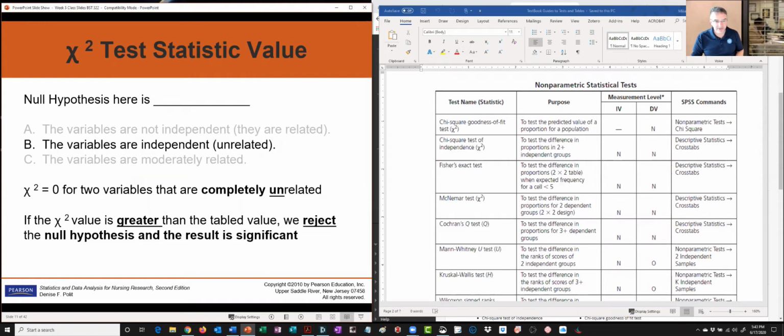So if they're independent or unrelated completely, the chi-square value, the test statistic we're going to compute, and we're going to do a little bit of math tonight, but we're going to make the computer do most of it, should be 0 for two categorical variables that are completely unrelated. And if the chi-squared value is greater than the tabled value, we reject the null hypothesis and the result is significant. So similar to the t-test where we compared something to a population value, the one sample, we're going to see how far away our chi-square gets from 0 as to whether it's significant.